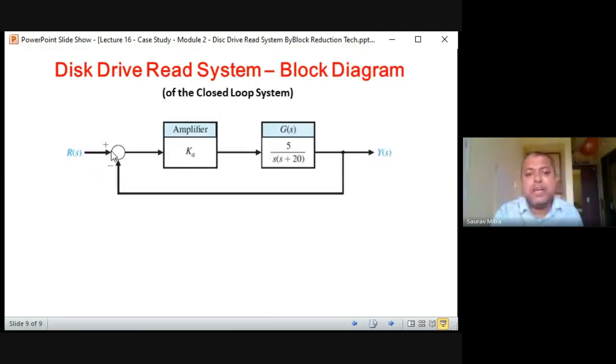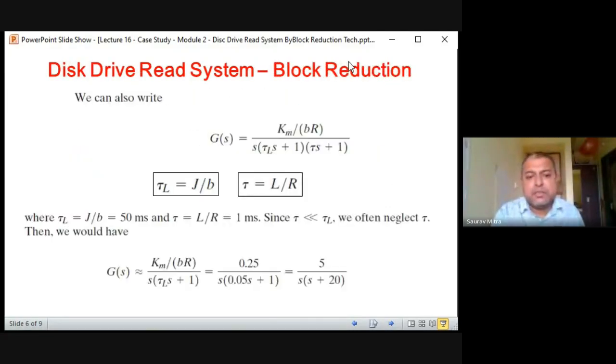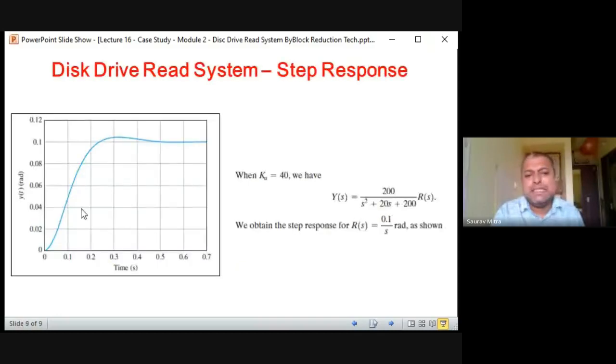Why model error? Because there is one dynamics that we have ignored. This is the dynamics tau s plus 1. We have ignored it, we have compensated, we have taken an approximation because tau is very small compared to tau L. That's why this is not making any big difference. But we can always plot it in MATLAB, and we can find out what the exact response would have been if we had kept tau in the figure. And this is the approximated response. The difference between these two will be very small, but we can still find that these two graphs are different.